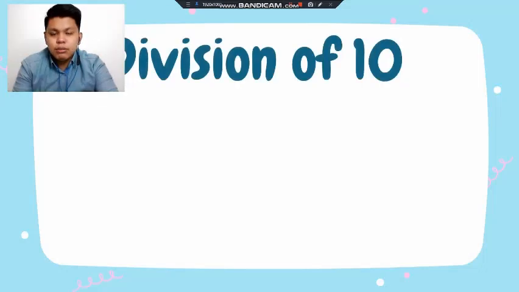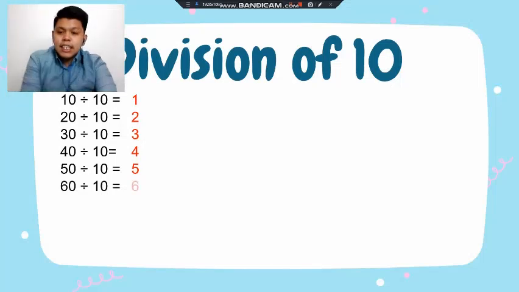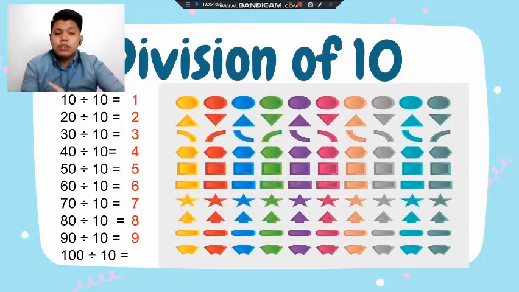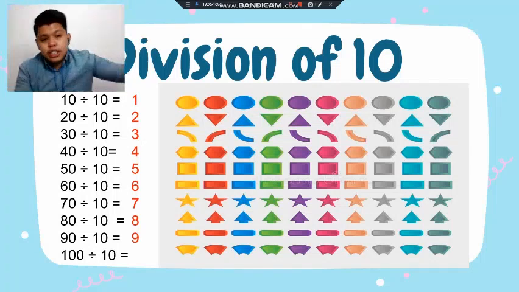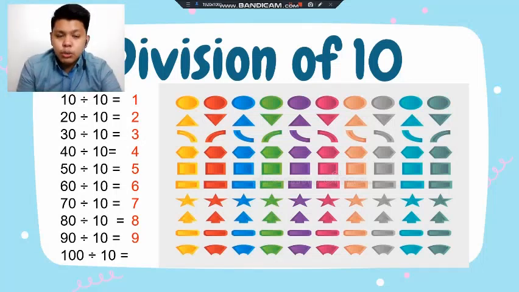Now for the last one. So 10, 20, 30, 40, 50, 60, 70, 80, 90, and 100. Now let's look at 100. For this, there are two ways. Each column or each row have equal 10. So what you can do is group same shapes, so 10 circles, that is one group.